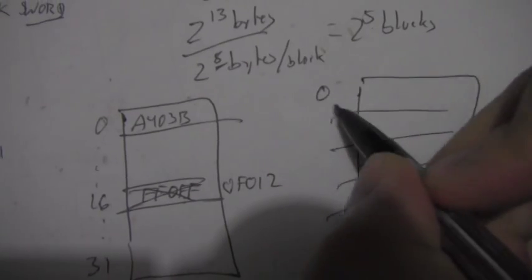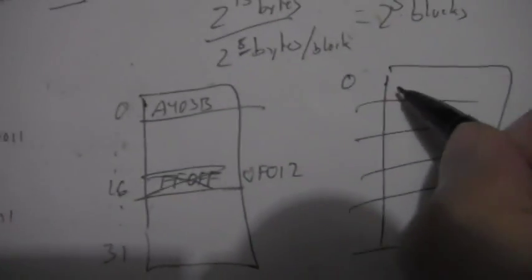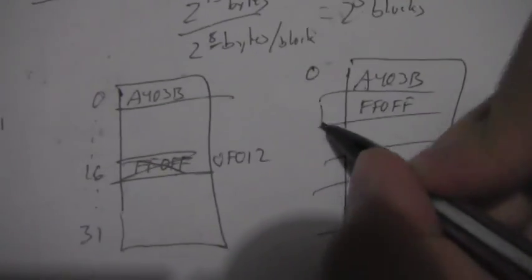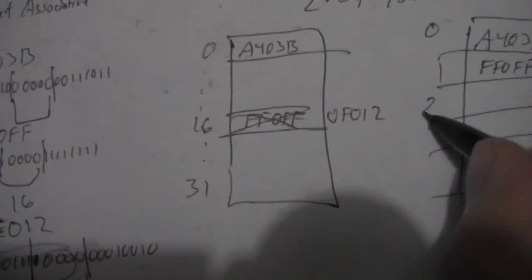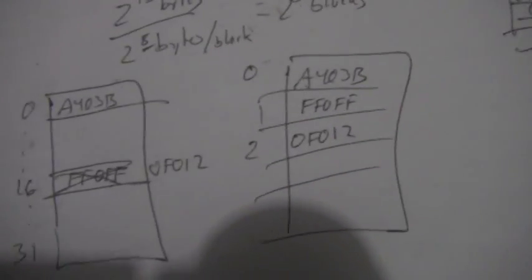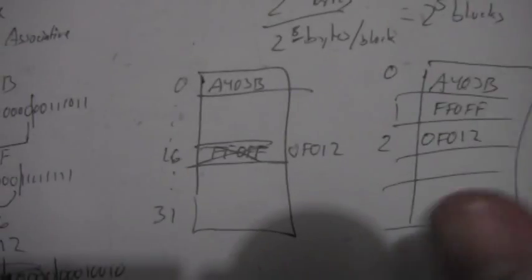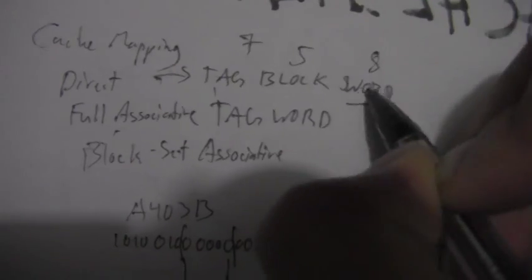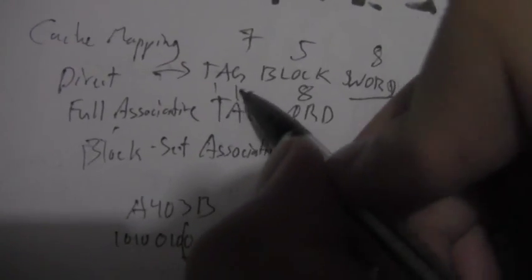Now fully associative, you just randomly place it anywhere. So same scheme. If I were to load A403B, I'd just say A403B. FF0FF would look like that. That could be block 1. 0F012, that would be there. And really, it's kind of trivial. There are only 2 fields here, tag and word. Word is the same. It's 8. Whatever remains is the tag.